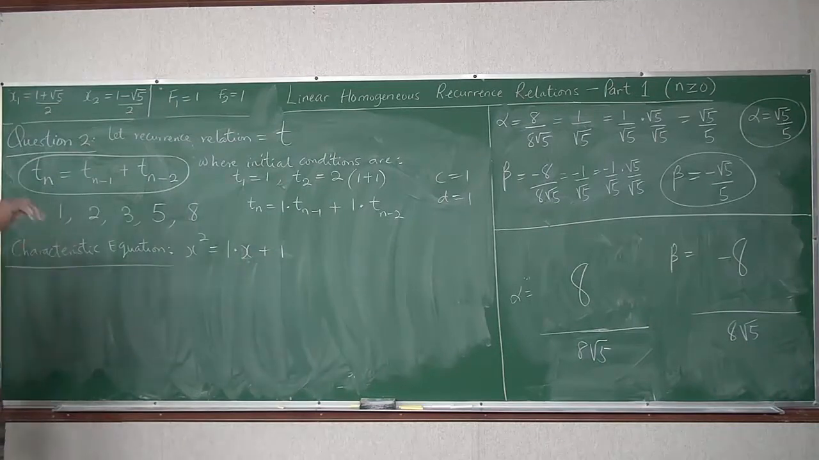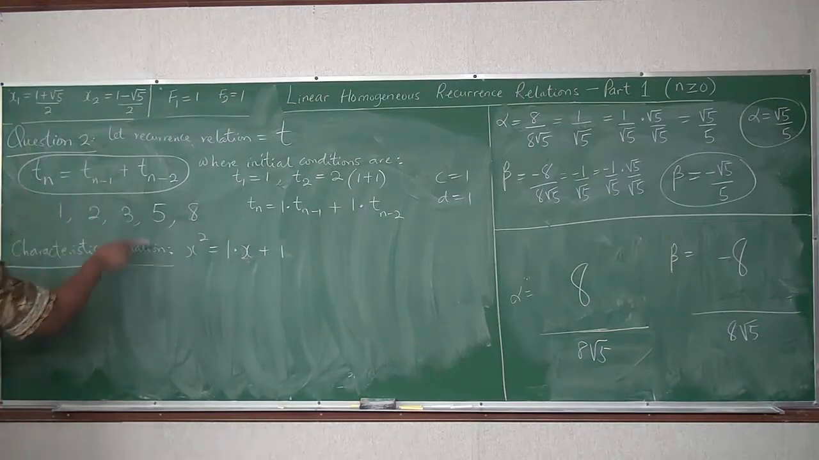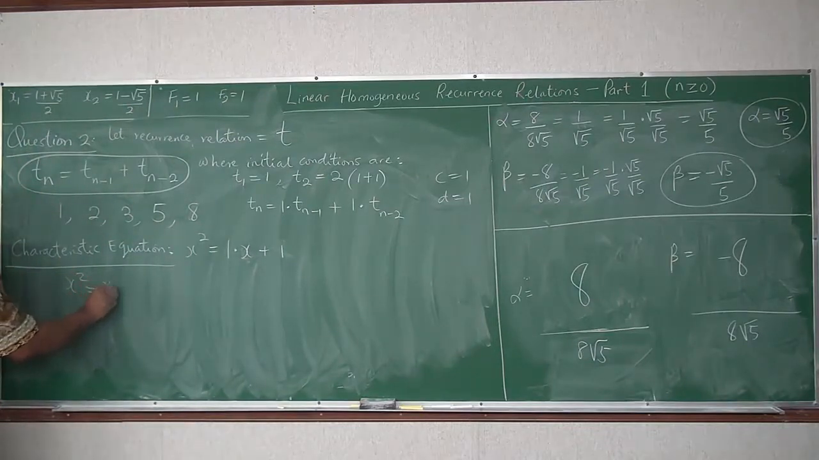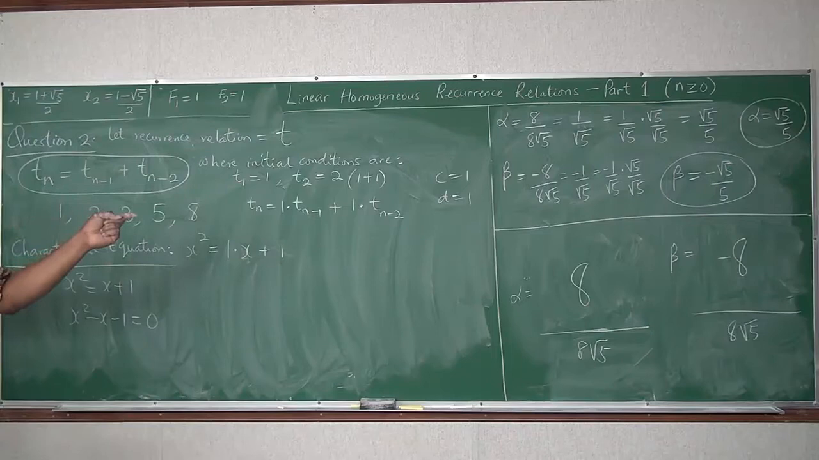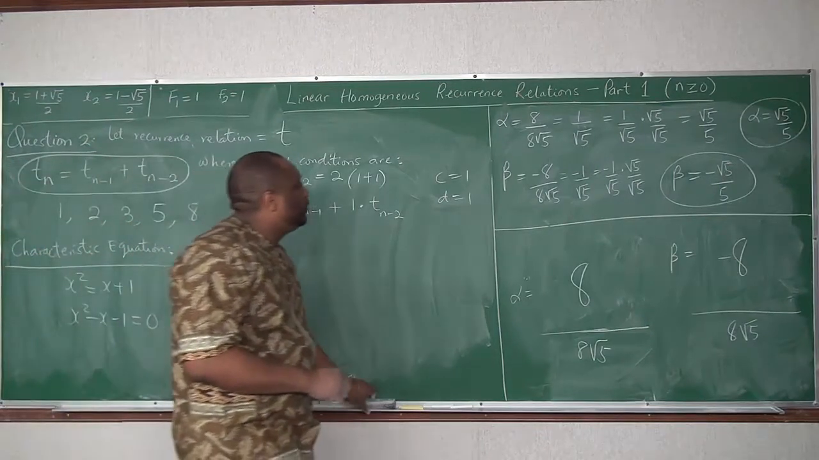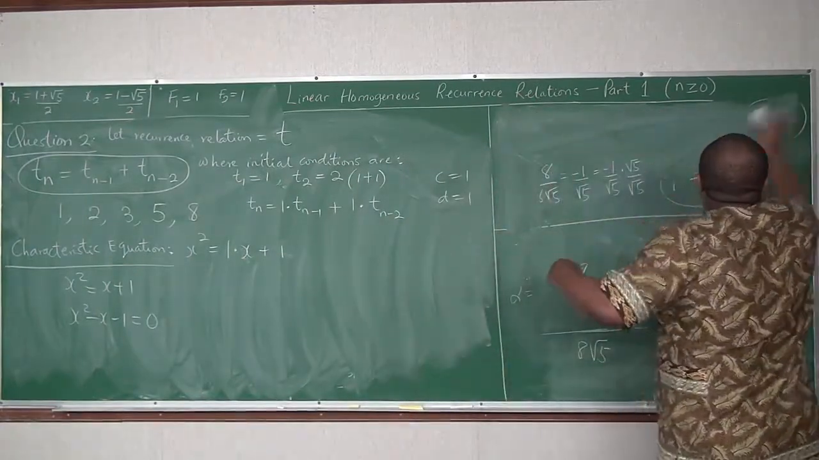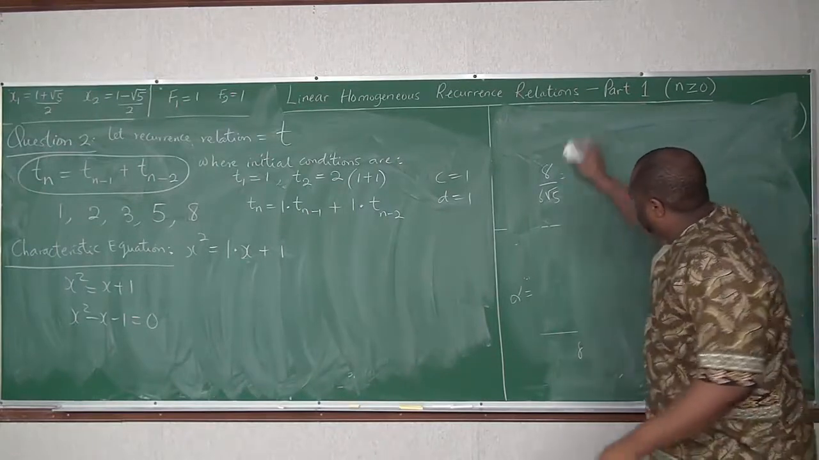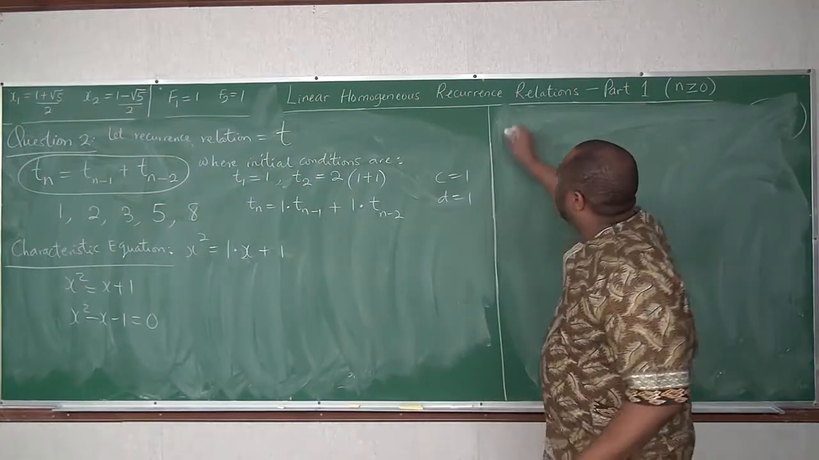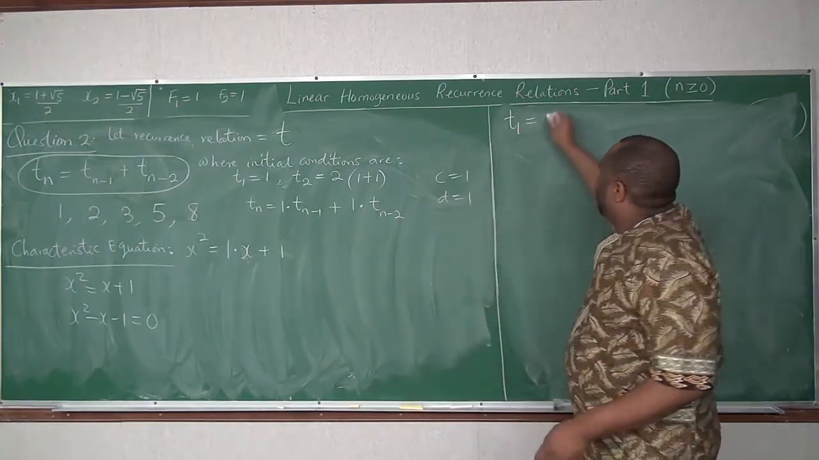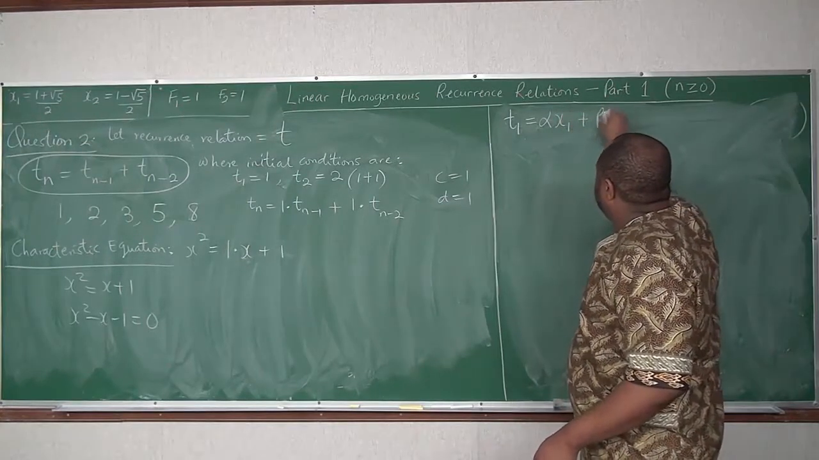So our characteristic equation is the same thing. x squared is x plus 1, so x squared minus x minus 1 equals 0. The roots of the characteristic equation are the same thing. The only thing that changed are the initial conditions. So we could now write T1 will be alpha x1 plus beta x2.